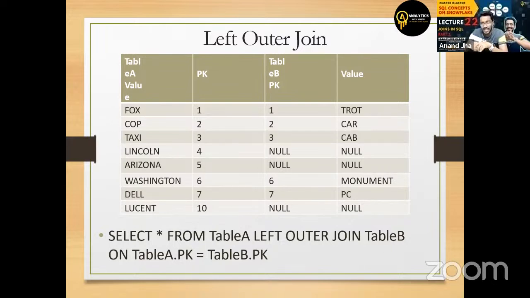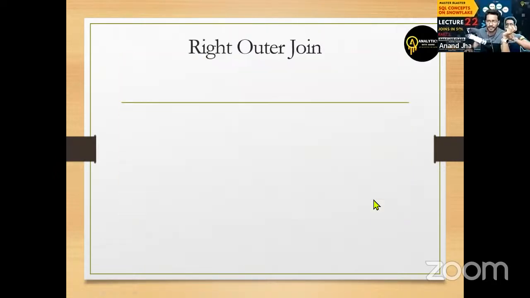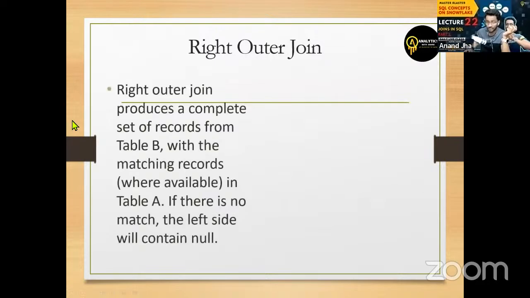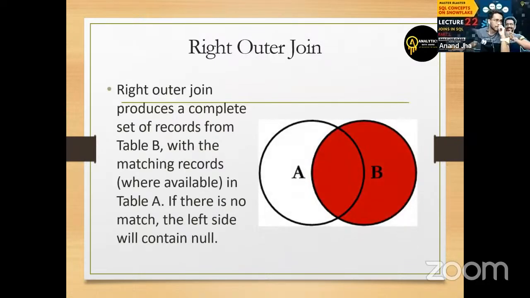So what is the syntax? Select star from table A left outer join table B on the condition: table A dot primary key equals table B dot primary key. Okay? Correct? Clear? Wait. I want to take you to the lab before this right join. Let me take you to the lab.